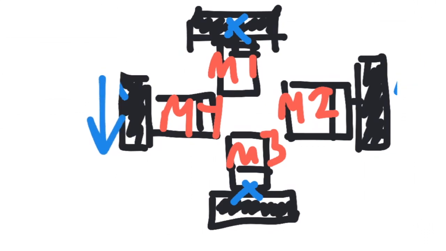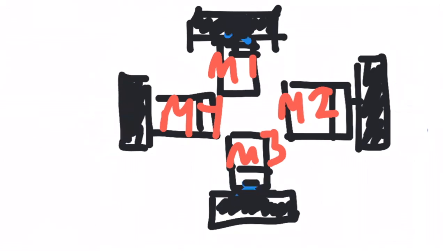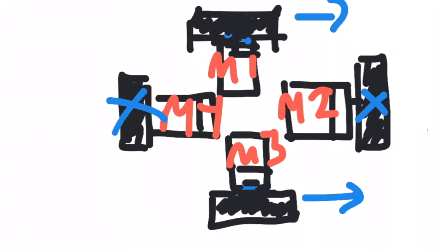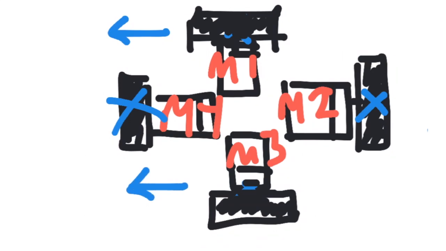To drive backwards, I need to use those same even-numbered motors and have them both turn backwards. Again, the odd-numbered motors will not move. To go to the right, this time I'm going to use only the odd-numbered motors and move those to the right. The even-numbered motors will not need to move. Similarly, to move left, only the odd-numbered motors move to the left.